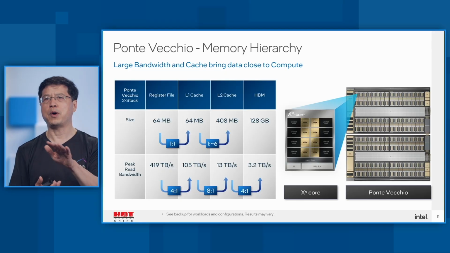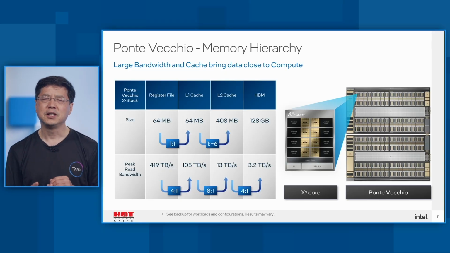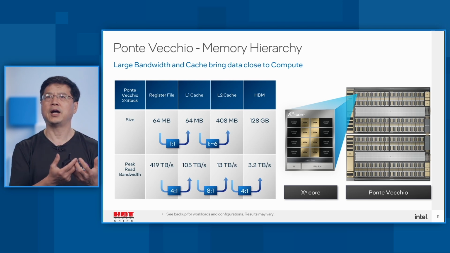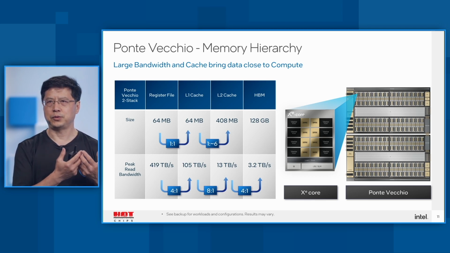In order for us to sustain such high throughput, it's very important to have the memory hierarchy to bring the data close to the compute. And in this table, we have register file, L1 cache, L2 cache, and memory. And you can see that we put large number of storage close to compute, which is register file and L1 cache. 64 megabyte register file and 64 megabyte L1 cache. And in addition to the L1 and register file, we also put very large L2 cache, over 400 megabyte size. That really helps us to keep data on die instead of have to go out to the HBM memory.